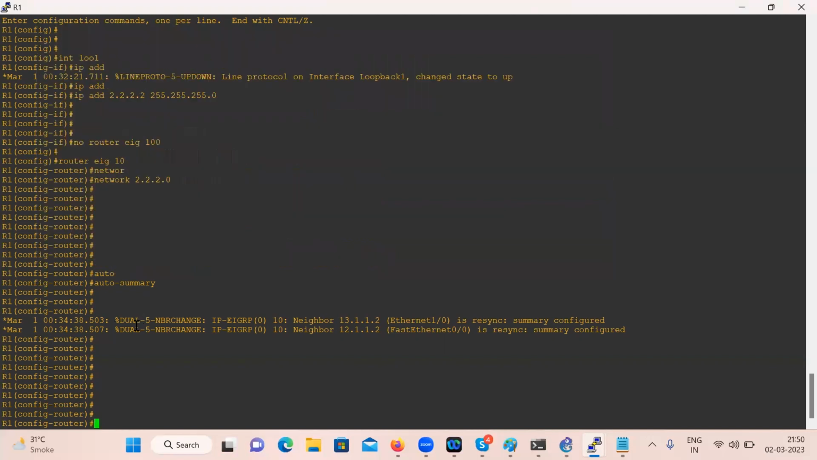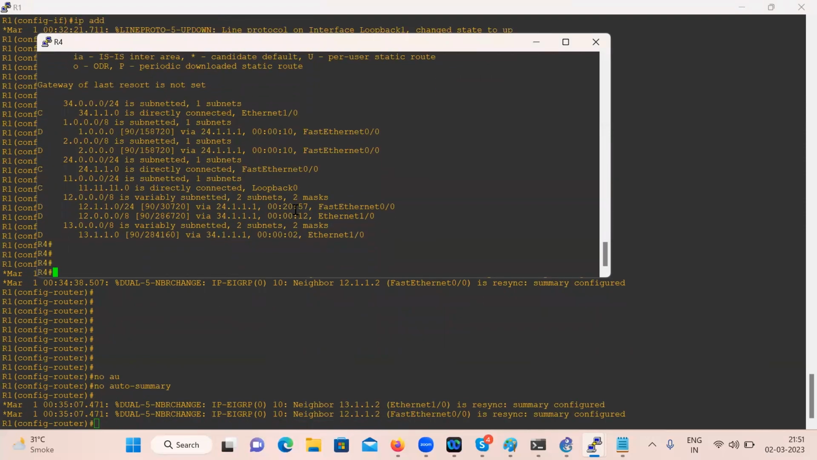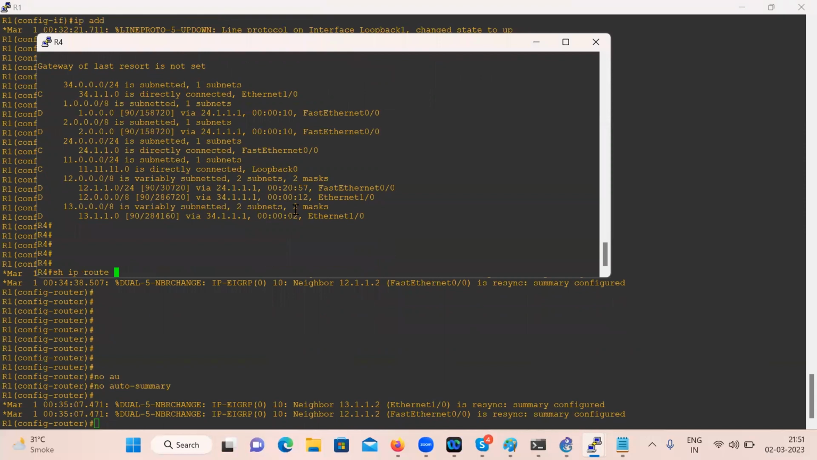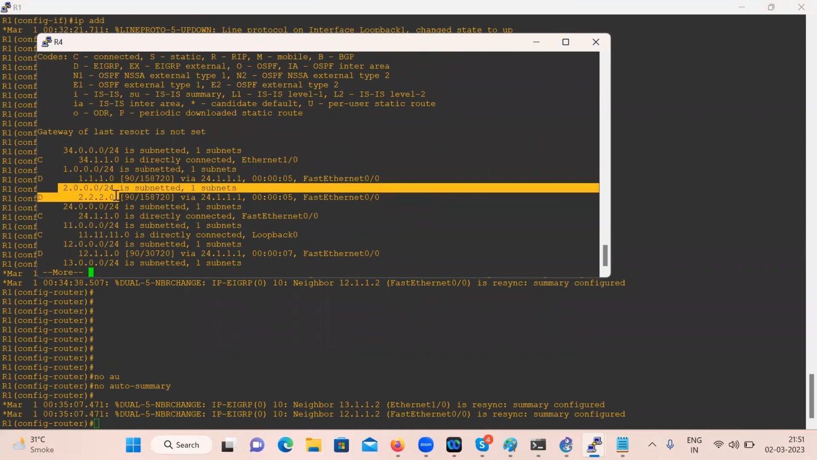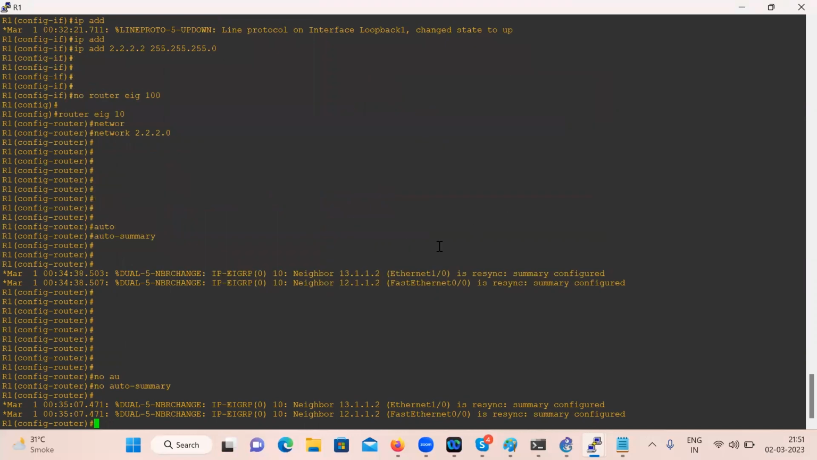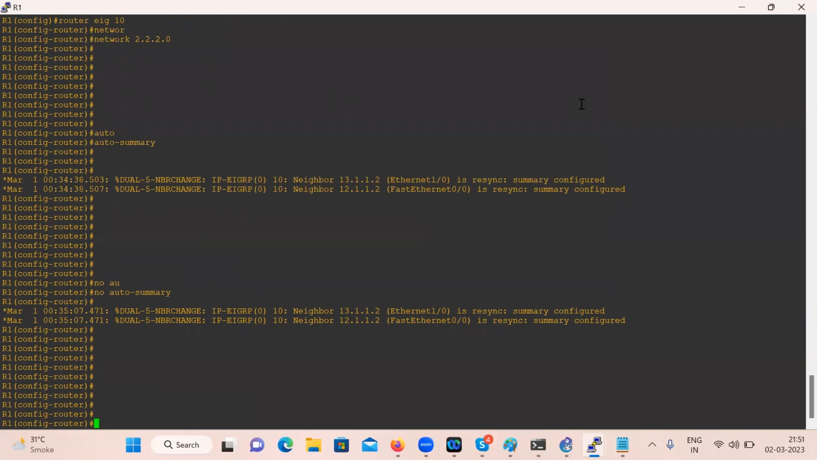Now again, if you say no auto-summary, see here, it goes back to /24. Yes, there it is. It's back to /24. So there are differences between many things. Any doubts? Any more doubts?